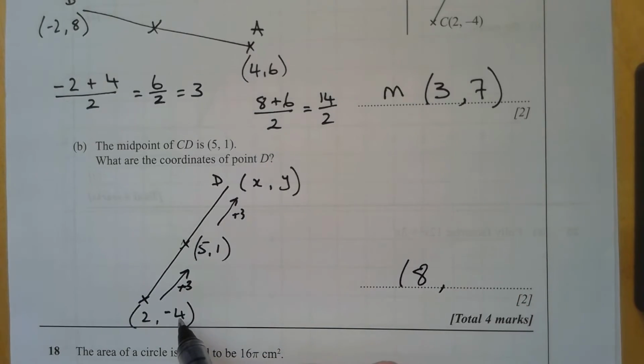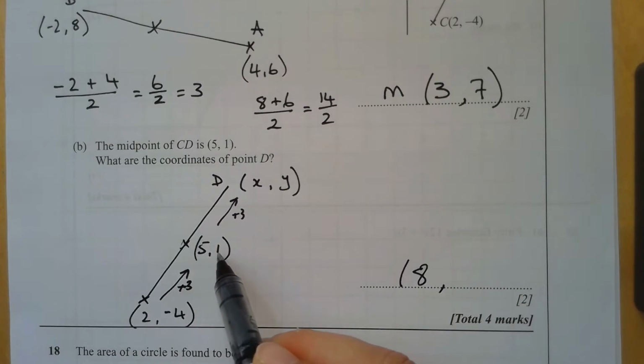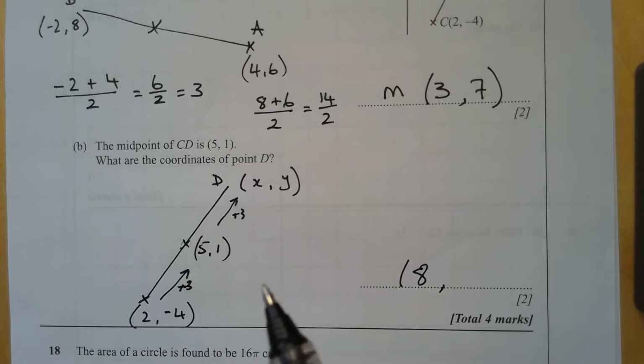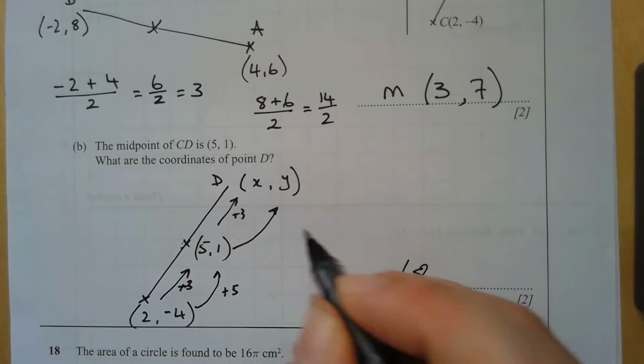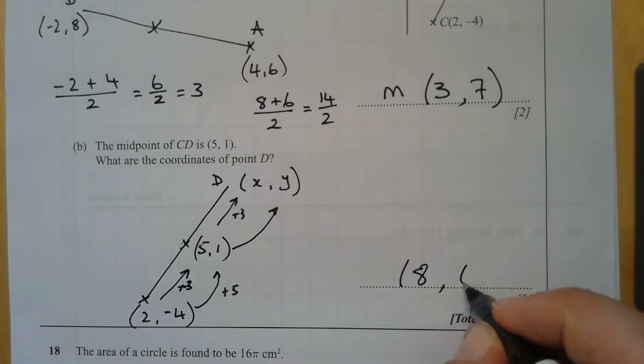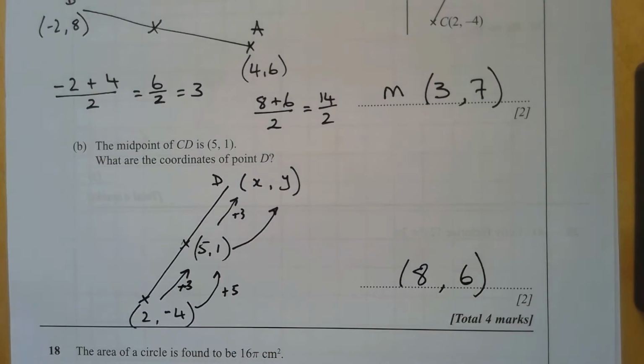What have we done to go from -4 to 1? Well, we've added 5. So because we've added 5 here, we're adding 5 here. 1 plus 5 is 6. So the answer is (8, 6). Make sure you've got the brackets in there. It's not a coordinate unless you've got the brackets on there too.